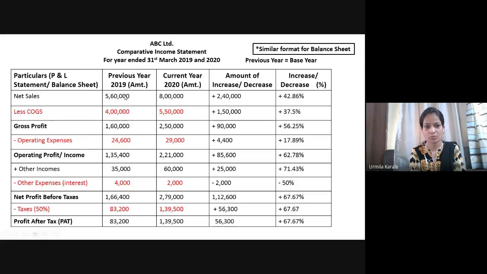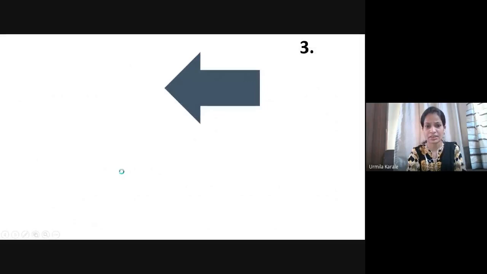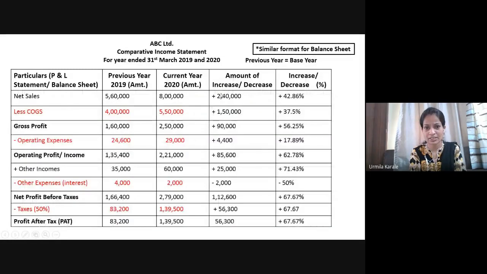In almost all the amounts you can find there is an increase. All that increase, how much it is, we have denoted here. Only in this case there is a decrease of 2000, so we have shown it as 2000 decrease. Now we are going to compare on the base year amount. Base year is last year. So 2,40,000 on 5,60,000 comes to a 42% increase in sales over last year. Then for 4 lakh, if 150 has increased, then 37% of the cost has increased.